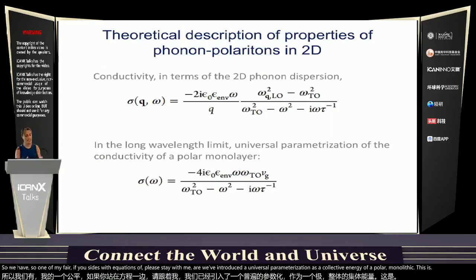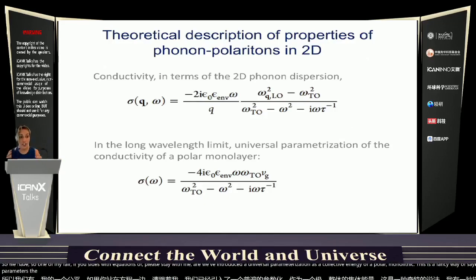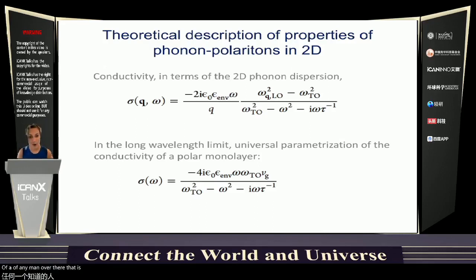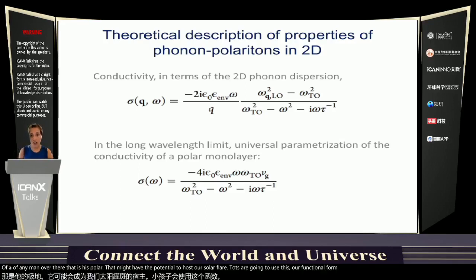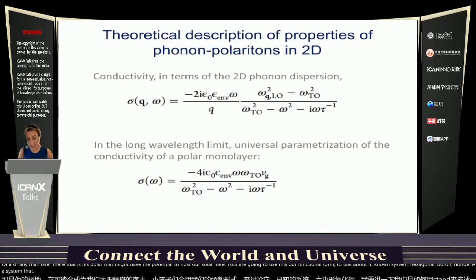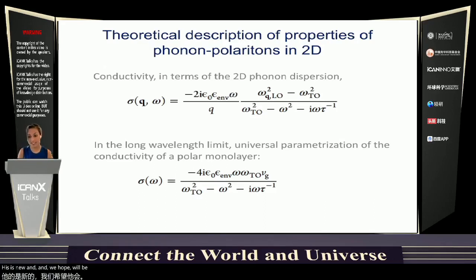This is a fancy way of saying that I have a way of describing, with just a couple of ab initio parameters, the general behavior of any monolayer that is polar, that might have the potential to host phonon-polaritons. I'm going to use this functional form to talk about a known system, hexagonal boron nitride, and I'm going to talk about how we've used this then to describe a system that is new and we hope will be synthesized, which is these monolayer perovskites.